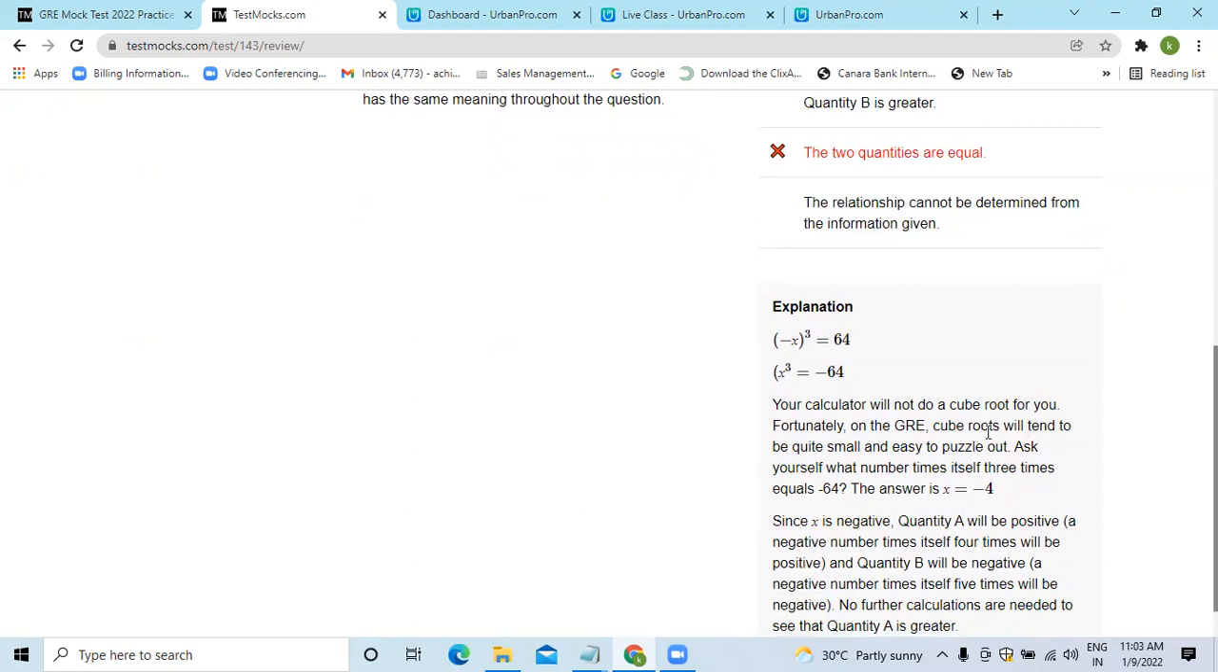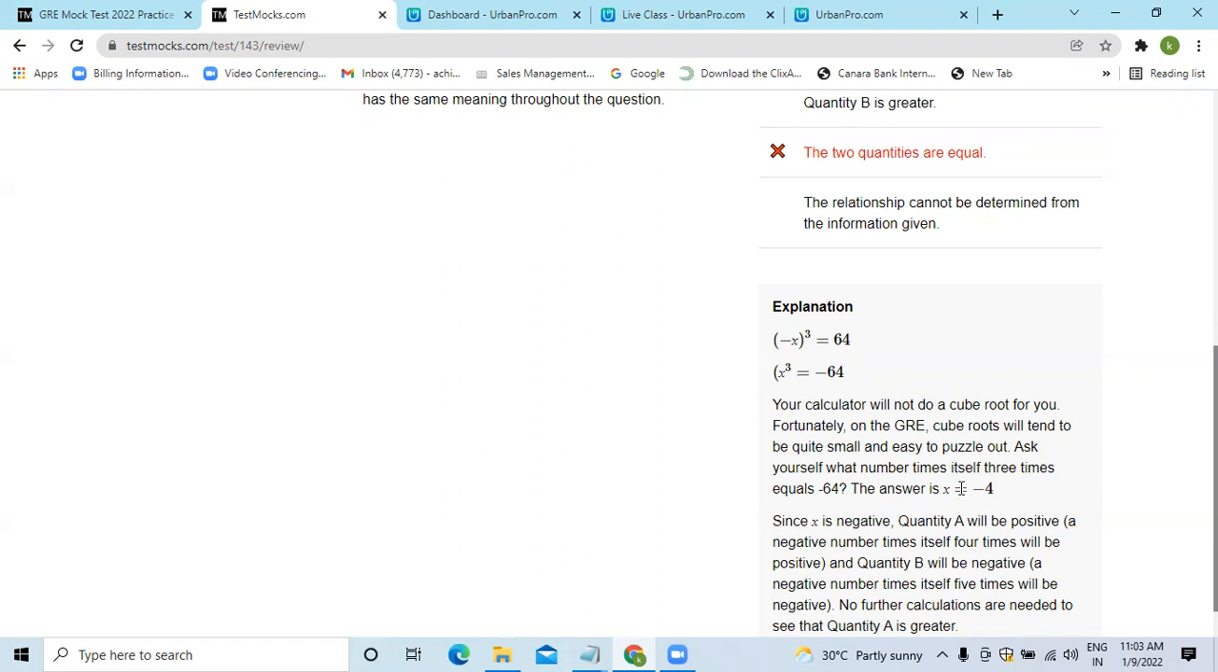Fortunately, on the GRE, cube roots will tend to be quite small and easy. Ask yourself what number times itself three times is 64. I hope you know this, 4. You must know the cube roots of 2, 3, 4, 5, 6, at least up to 9 by heart. Please make a note.